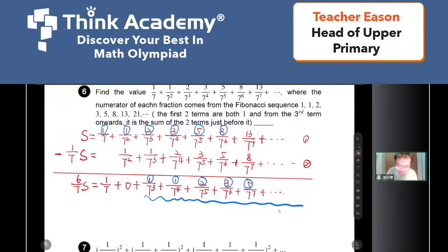It means for this infinite sequence, the numerator is also a Fibonacci sequence. But about the denominator, compare term by term: 7 cubed, 7 squared; 7 to the power of 4, 7 cubed; 7 to the power of 5. So we will see from that, the denominator at each term is times an additional 2 powers of 7, compared with the original sequence.